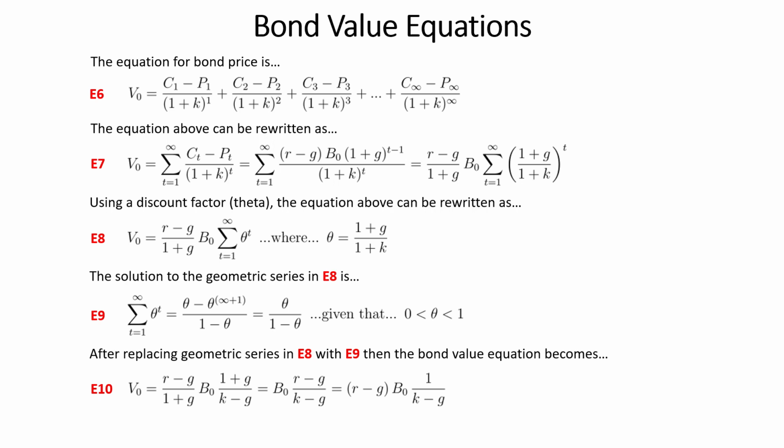So the solution to that geometric series becomes theta over 1 minus theta, which makes it pretty simple to use. So we had equation E8, which had that summation, and then E9, which had the solution to that summation, and we want to combine those two. If we do that, we get E10, and we basically say that the value of our perpetual bond is going to be R minus G, which is the coupon rate minus the growth rate, times the principal balance at the beginning of year 0, times 1 over K minus G. And that's the value of our perpetual bond.